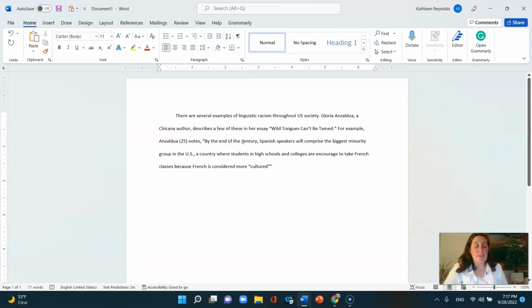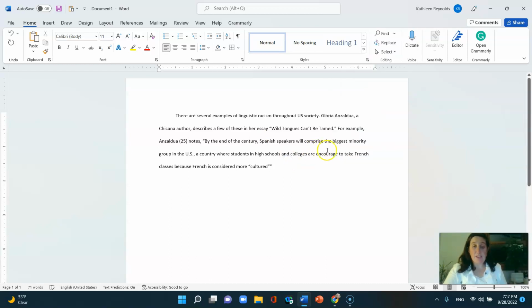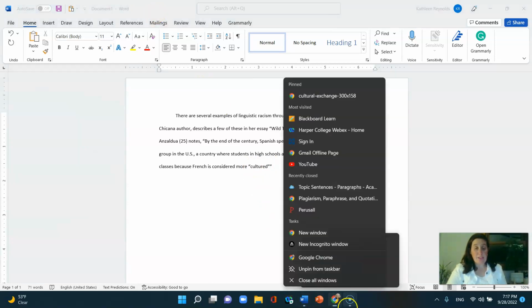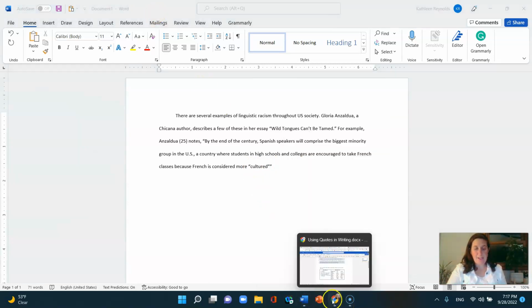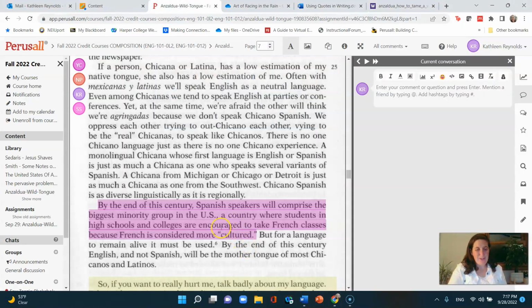By the end of the century, Spanish speakers will comprise the biggest minority group in the U.S., a country where students in high schools and colleges are encouraged to take French classes because French is considered more cultured. So notice I made a mistake in retyping it. You want to always catch those. Maybe you noticed that the word cultured is in quotation marks. In Anzaldúa's essay, it's in quotation marks. I'm going to click over to show you that. So it's in quotes, so we would almost have double quotes.